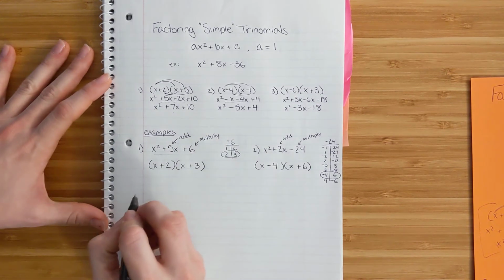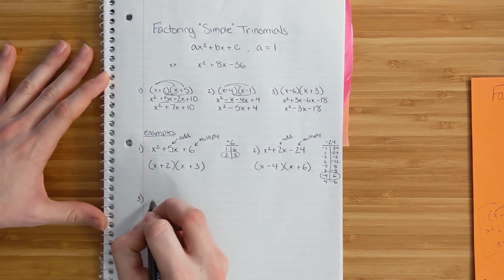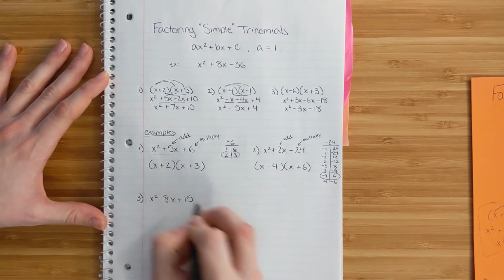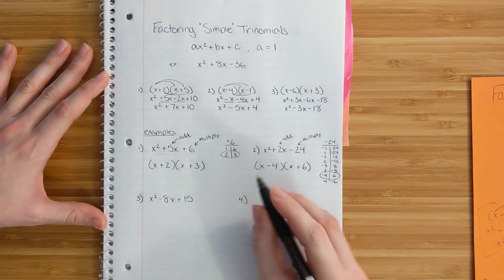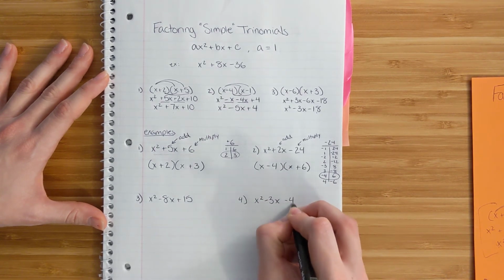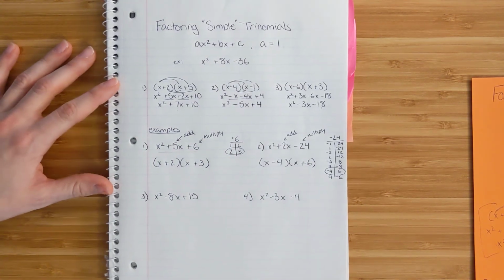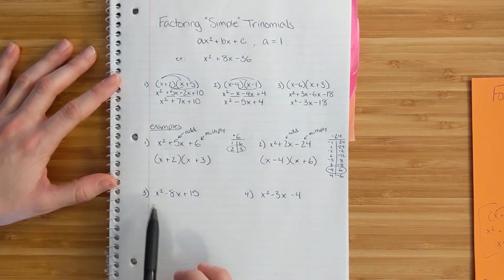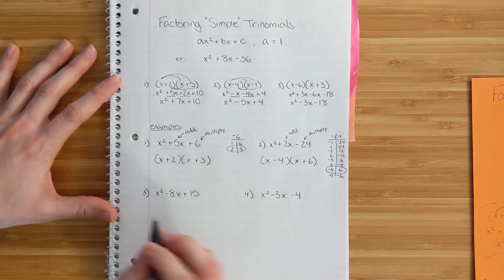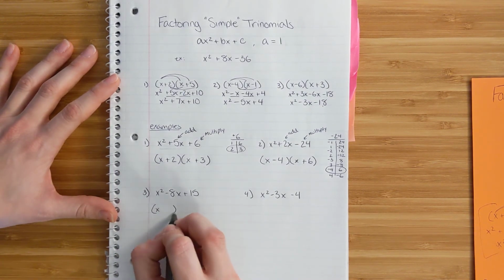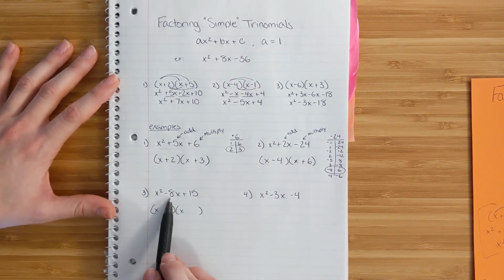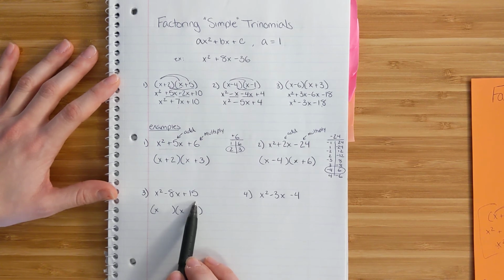So number 3 is going to be x squared minus 8x plus 15. And number 4 is going to be x squared minus 3x minus 4. All right, so let's start over here. I have my simple trinomial with a 1 in front of my x squared, so my factors have to start with 1x. And I want two numbers that are going to add to negative 8 and multiply to positive 15.